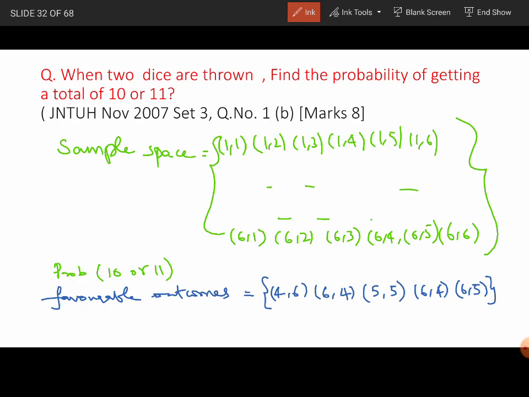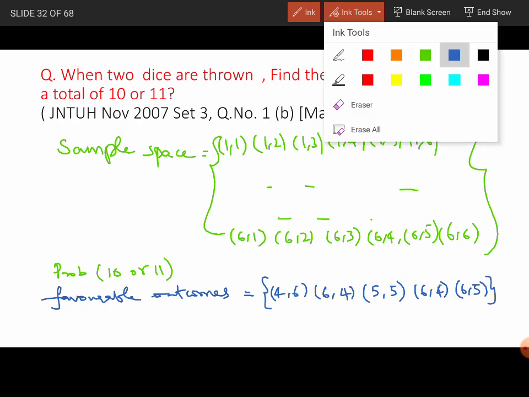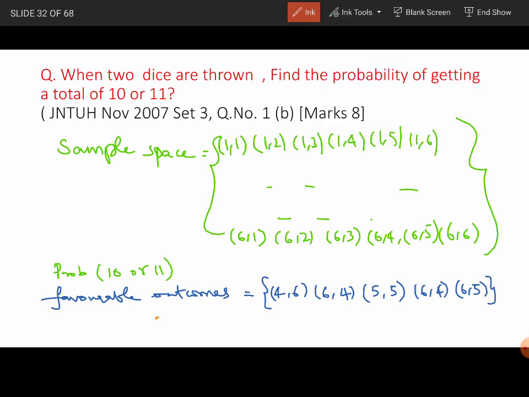Now the required probability is equal to how many favorable outcomes? 1, 2, 3, 4, 5. So 5 by total number of outcomes. For 2 dice, 6 power 2 is 36. So 5 by 36 is the answer.